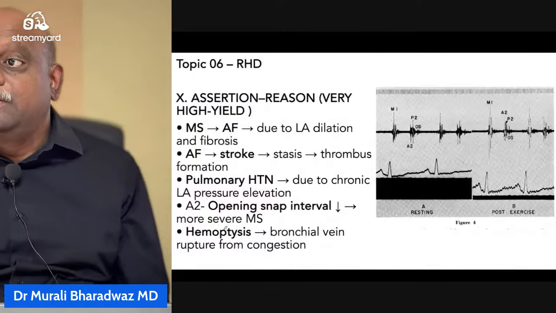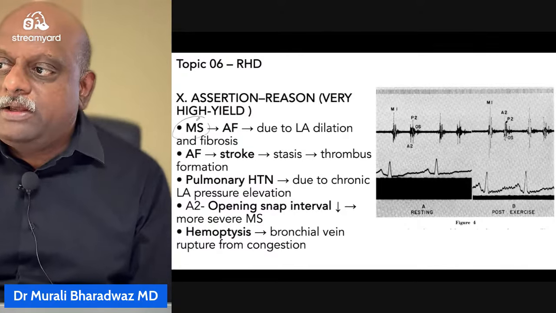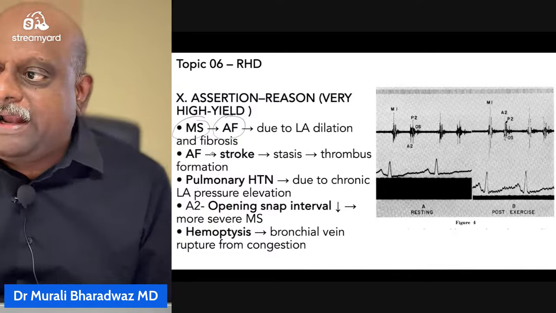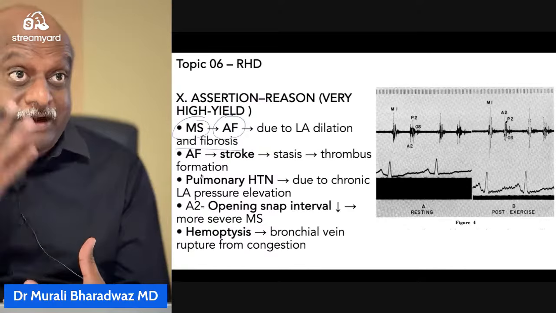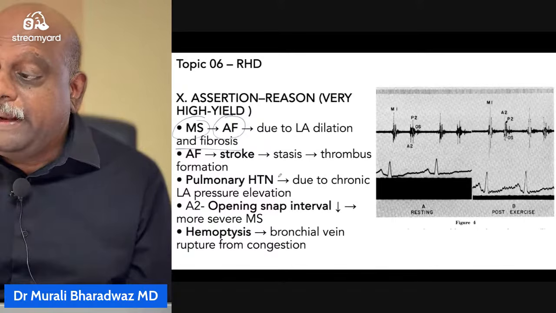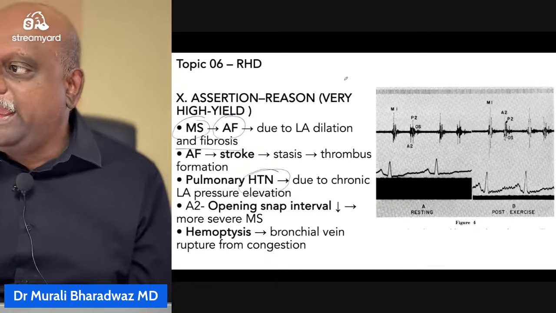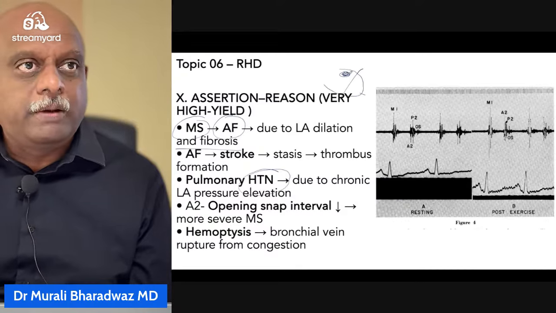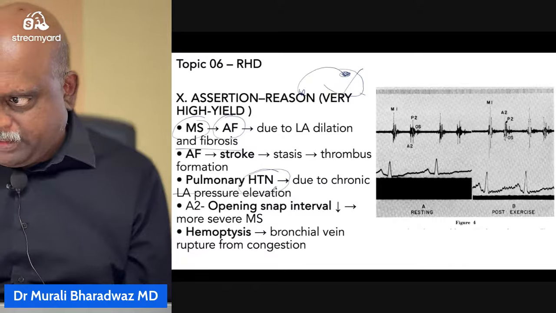Now, a common question asked in the exam. MS with AF is because of the dilated left atrium, because of the high left atrial pressures for a long period of time. Then pulmonary hypertension is because the high LA pressure over a period of time will cause a back pressure on the pulmonary capillaries, leading to pulmonary hypertension.